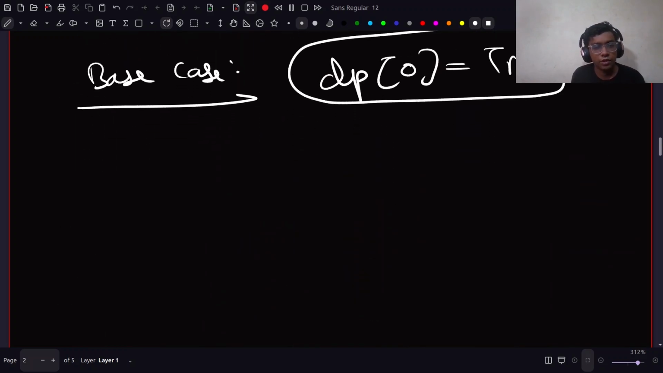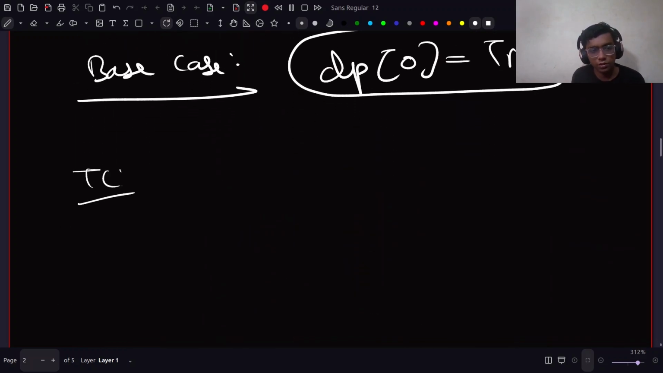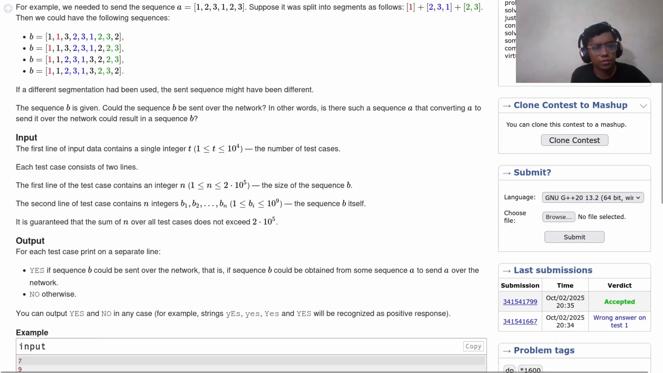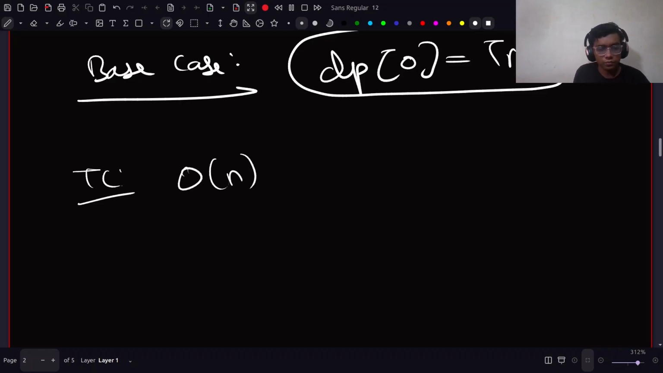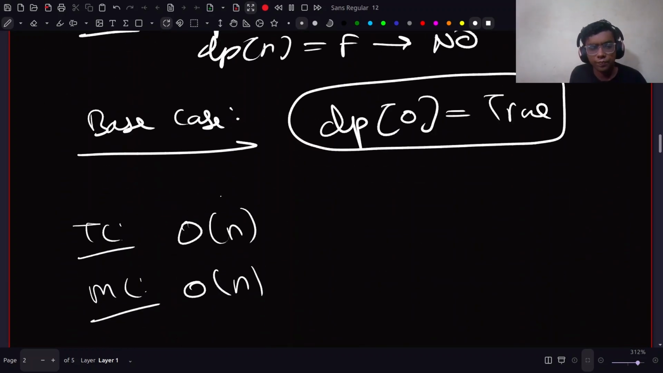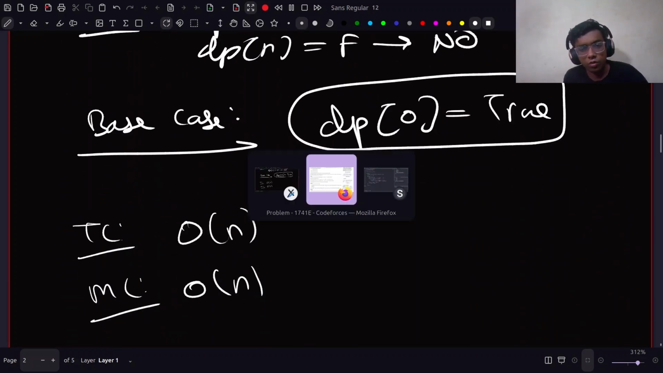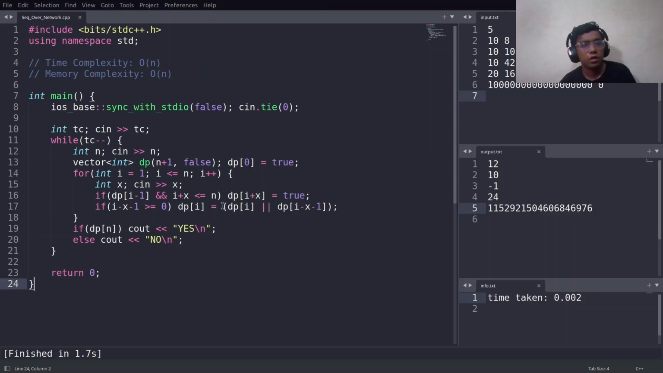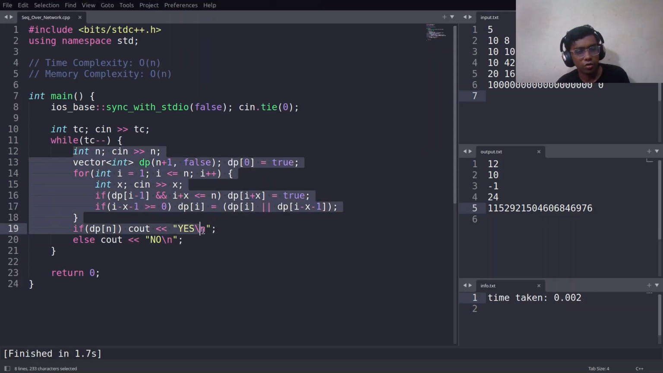So what is the time complexity of this? For this dp algorithm, we're just going through the numbers, so it's big O of n, and the memory complexity is also big O of n, because we need to store the dp table of true, false values. Okay, so let's go ahead and have a look at the code. Here's the code, pretty short code.